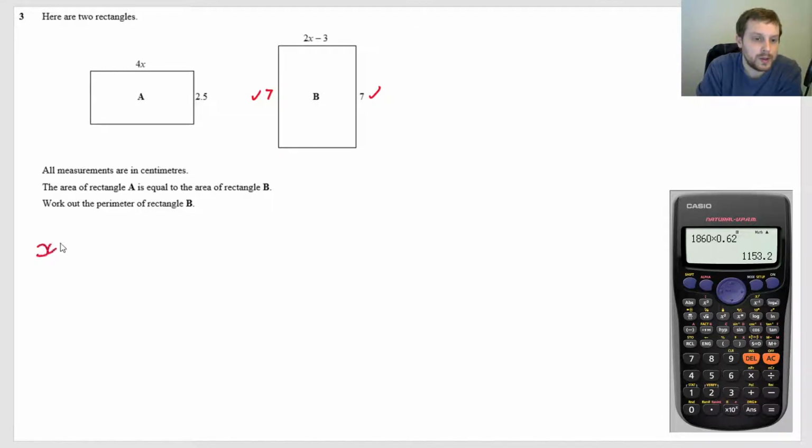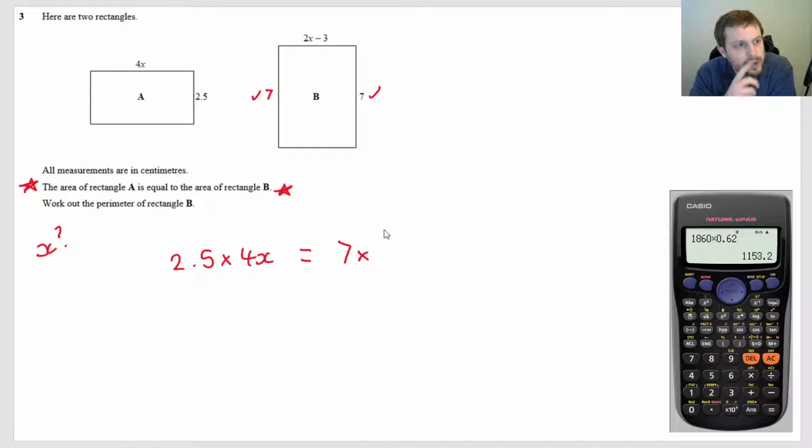So the question is how are we going to figure out x? We're going to figure out x by using this very important bit of information here. It says the area of rectangle A is equal to the area of rectangle B. Now the area of a rectangle will be width times length. So I'm going to be doing 2.5 times 4x. That's the area of shape A. And this is supposed to be equal to 7 times 2x minus 3.